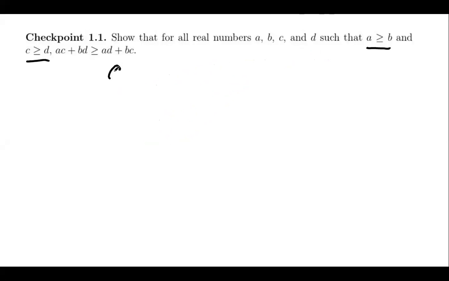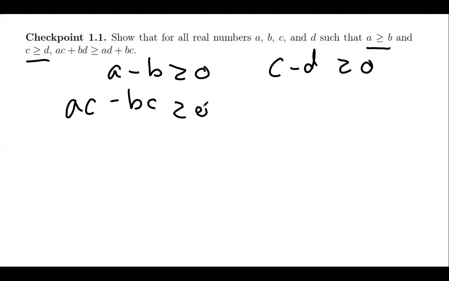Okay, so A minus B is greater than or equal to 0, and C minus D is greater than or equal to 0. But actually we'll only look at the first one. So if we multiply both sides by C, then AC minus BC is greater than or equal to 0. And for this one, if we multiply both sides by B, we have BC minus BD is greater than or equal to 0.